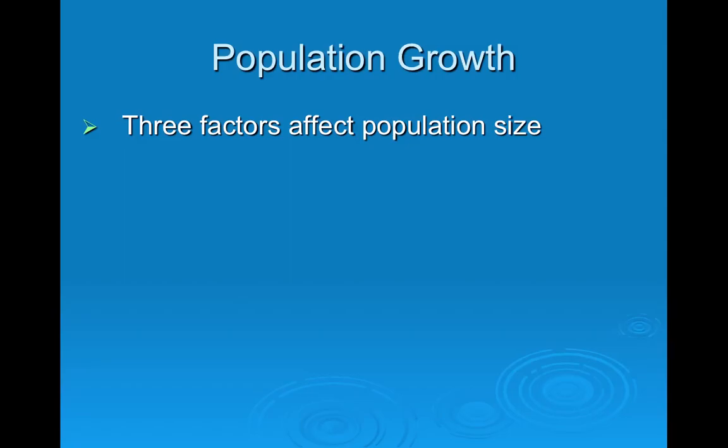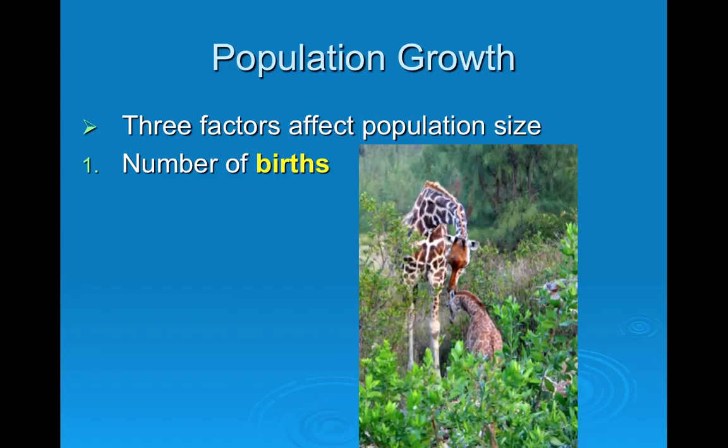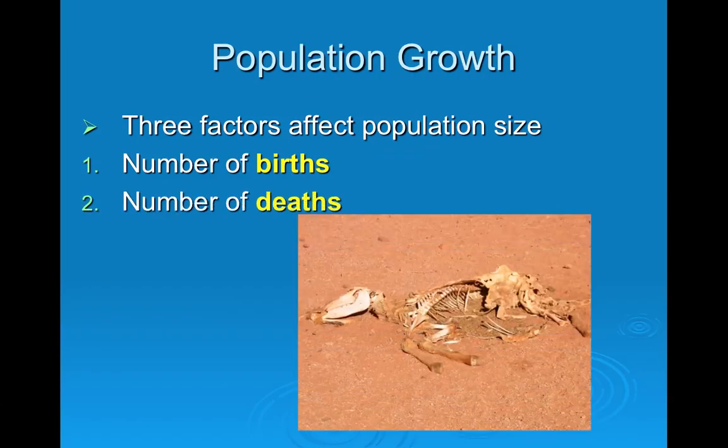There are three main factors that affect population size. The first one is going to be the number of births, or the number of individuals coming into the population. Next one's going to be number of deaths, and this is the number of individuals that are leaving the population.